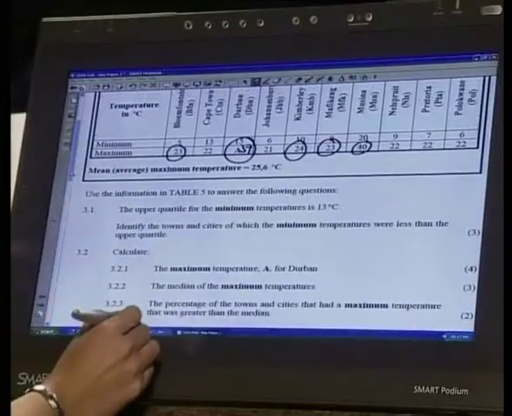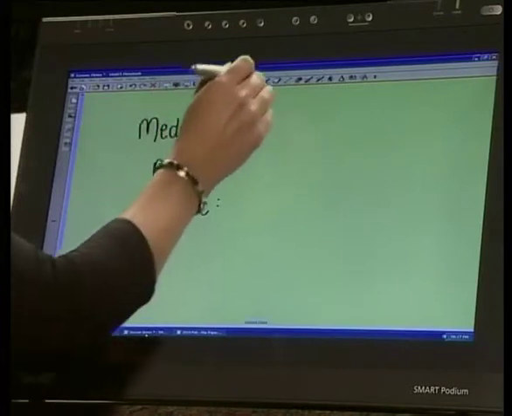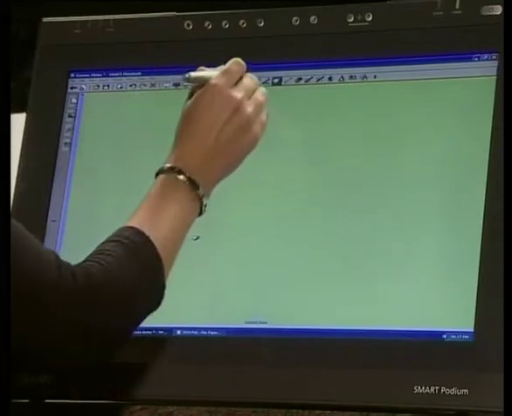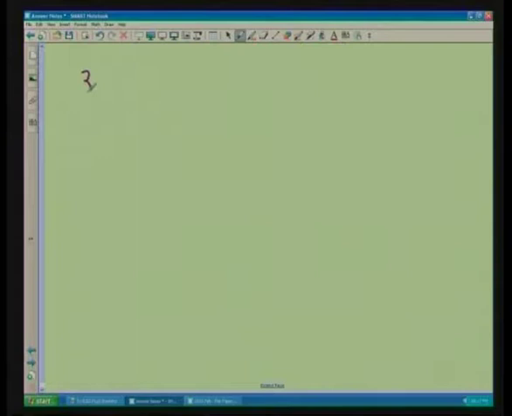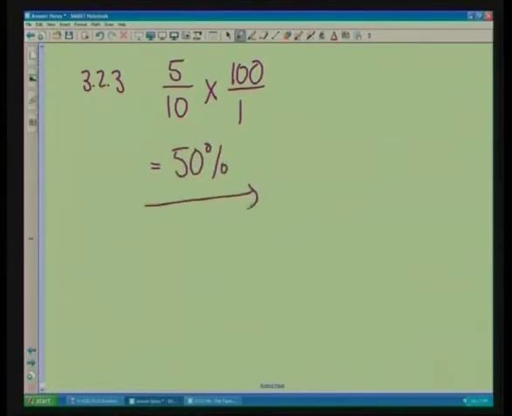So nice, easy conversion. They're asking you to work out the percentage. So 5 out of 10, hopefully you'll recognize that as being a half. Let's write that down. So 5 out of 10, this is question 3.2.3. 5 out of the 10 as a percentage, so we're going to multiply by 100 over 1. If you work this out on your calculator, or you can just do it in your head, you will know that that is 50%. In other words, half of the towns had a maximum temperature over the average of 22.5 degrees Celsius.